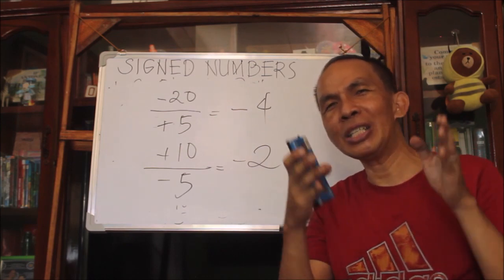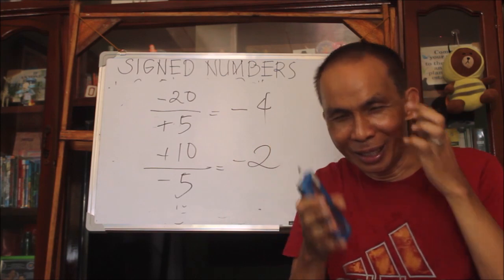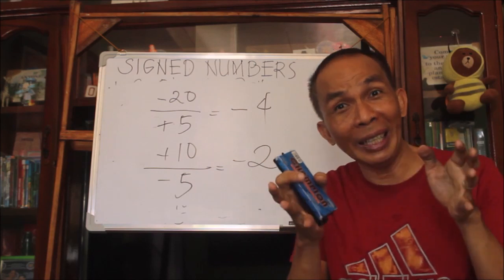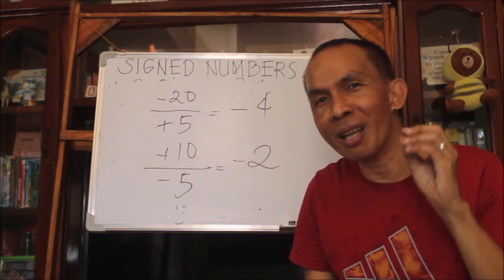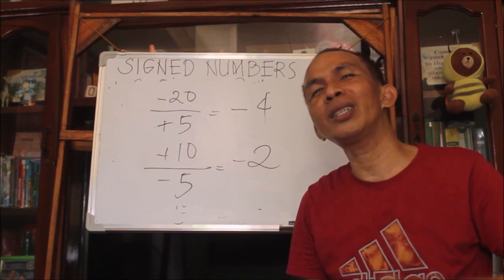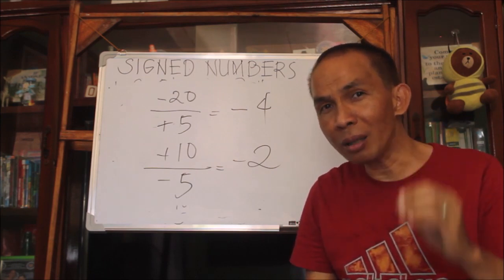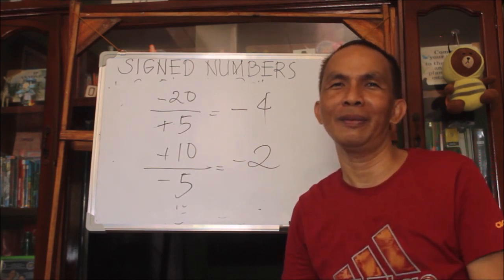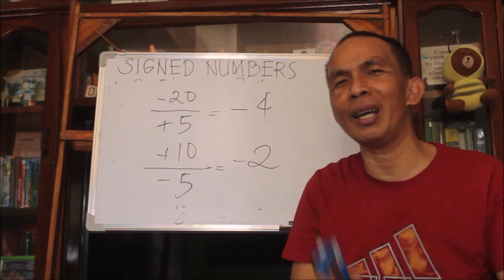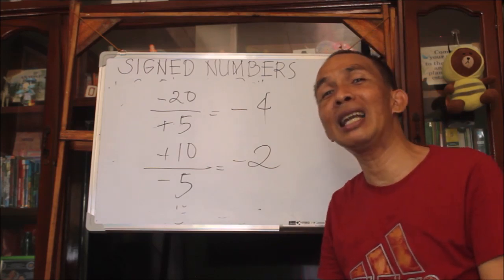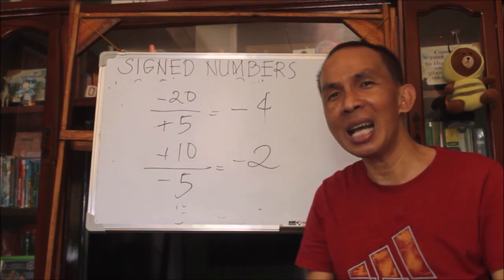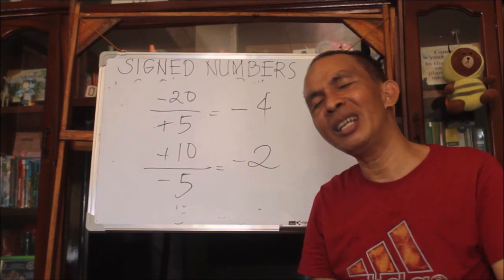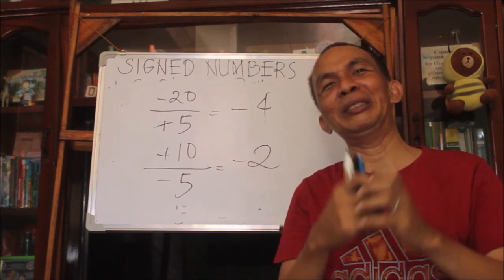Okay? And in multiplication and division, the rules are almost the same. If the numbers to be multiplied or divided are carrying the same sign, either the same positive or the same negative, the product or the quotient or the answer is always positive. And if the numbers to be multiplied or divided are carrying unlike sign, which means hindi parehas, either positive and negative or negative and positive, the answer is always negative.